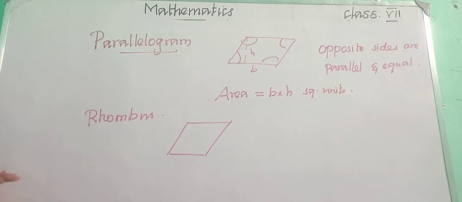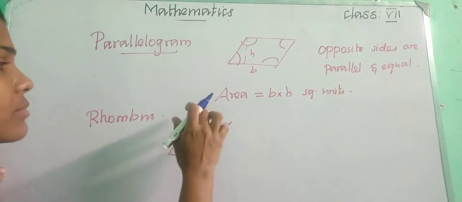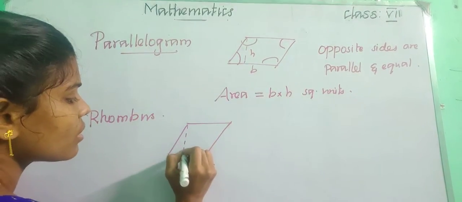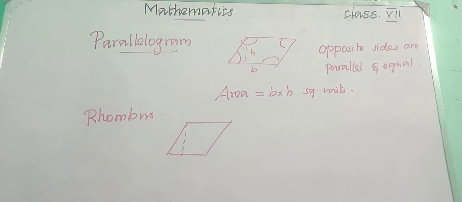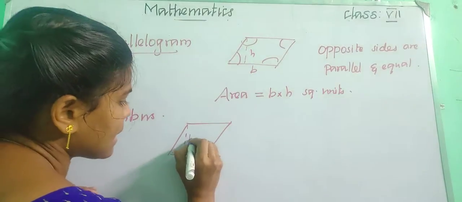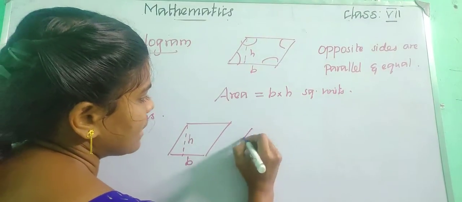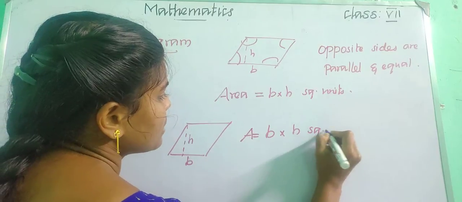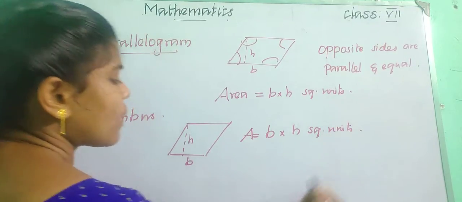And we have learned some of the formulas, we have learned the area formula, right? How will you write the area formula? We are having two formulas for area, right? What are all the formulas? See, the first is, this one is height and this one is base. So we can write the area as base into height square units.